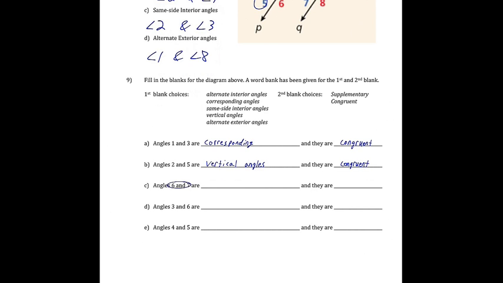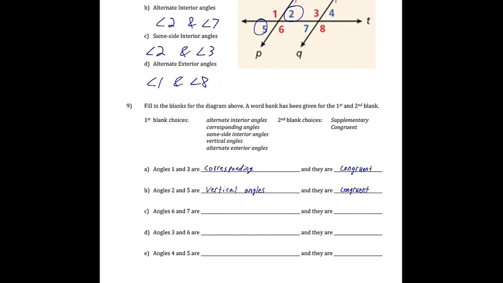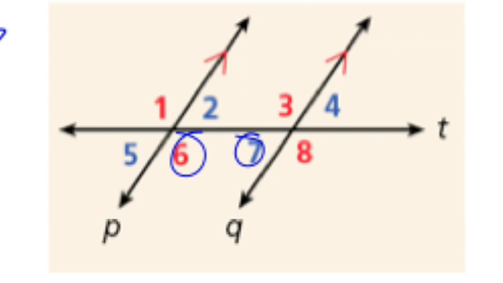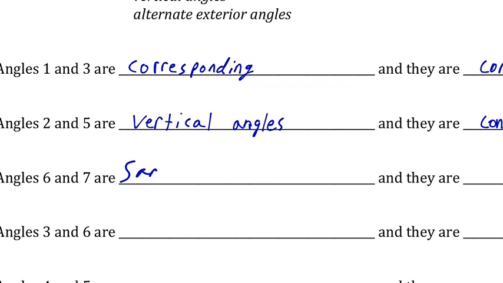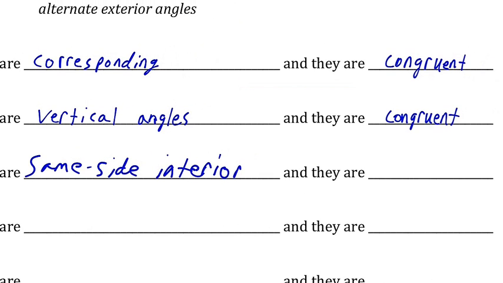Next one's 6 and 7. Let's go find those up here. Let's see, angle 6 is right here. Angle 7 is right there. Hey, take a look at this. They are on the same side of the transversal, and they're both on the interior of these lines, inside of those lines there. So that's going to be same side interior angles. Same side interior. And then this is the only unique one that's not congruent. We said same side is supplementary. All those S's.